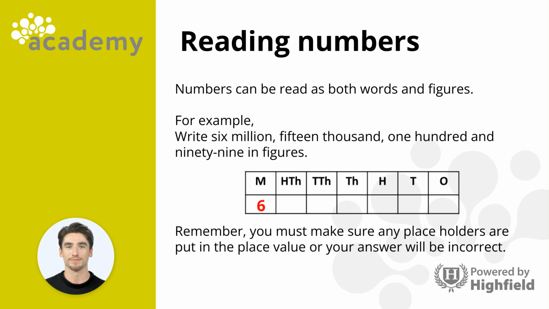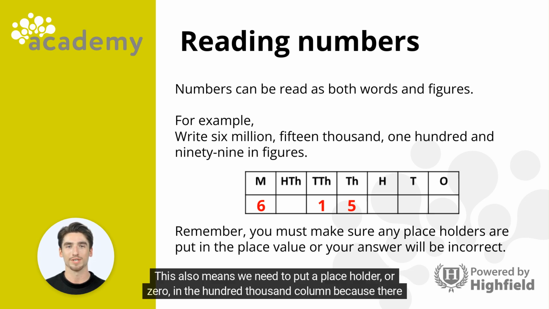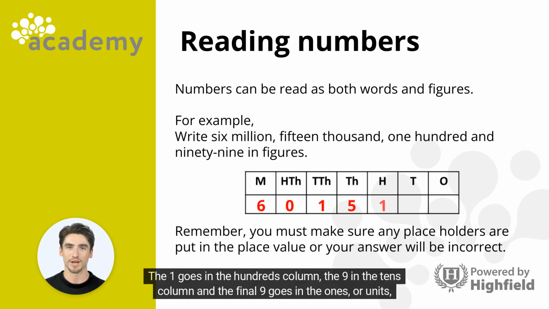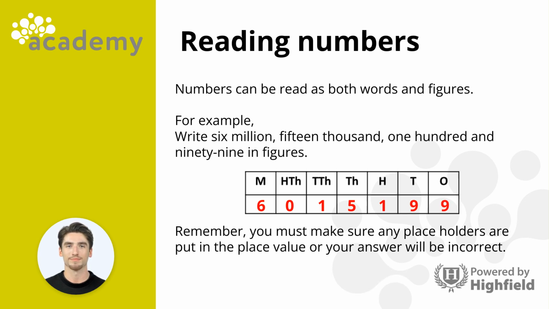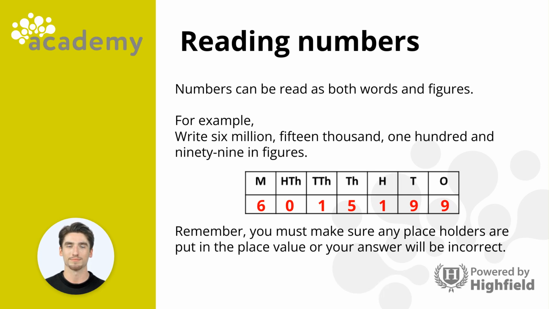15,000. The 1 goes in the 10,000 place, and the 5 goes in the thousands place. This also means we need to put a placeholder or 0 in the 100,000 column because there are no 100,000s. 199. The 1 goes in the hundreds column, the 9 in the tens column, and the final 9 goes in the ones or units column. Remember, you must make sure any placeholders are put in the number or your answer will be incorrect.